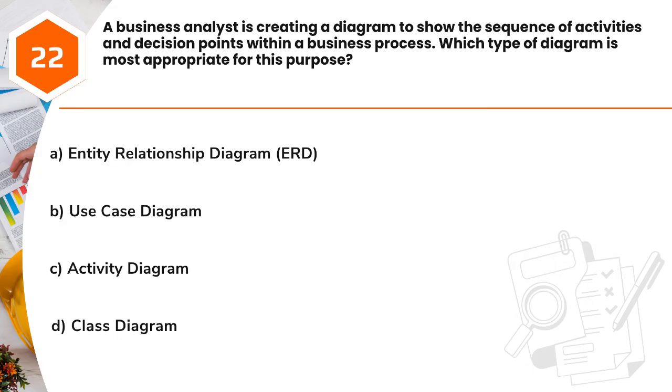Question 22. A business analyst is creating a diagram to show the sequence of activities and decision points within a business process. Which type of diagram is most appropriate for this purpose? A. Entity Relationship Diagram, ERD. B. Use Case Diagram. C. Activity Diagram. D. Class Diagram.